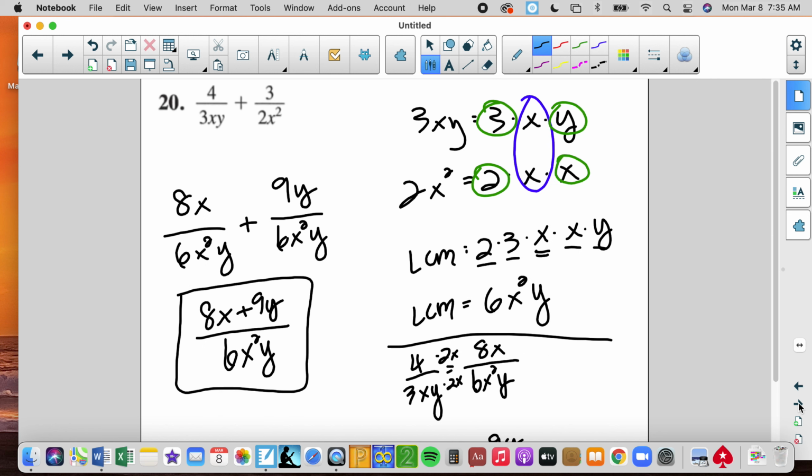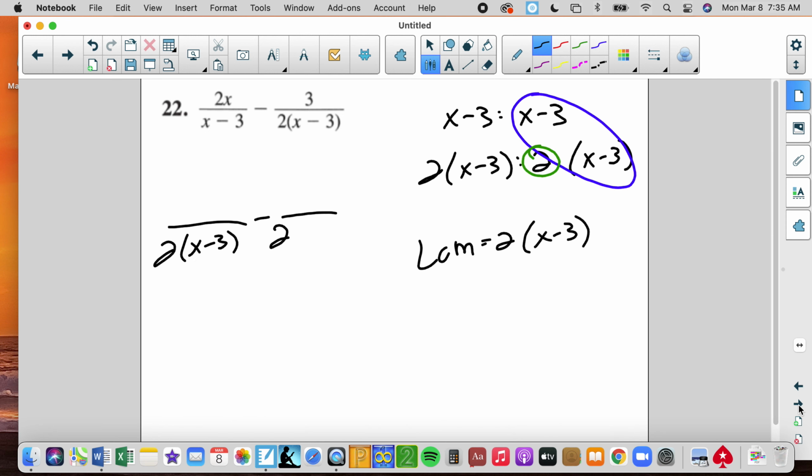Oh, Mr. Mac, you silly guy. All right, here we go. 2 times the quantity x minus 3. Now let's find equivalencies. Well, 2x over x minus 3 is equal to what over 2 times the quantity? So this is missing a times 2.